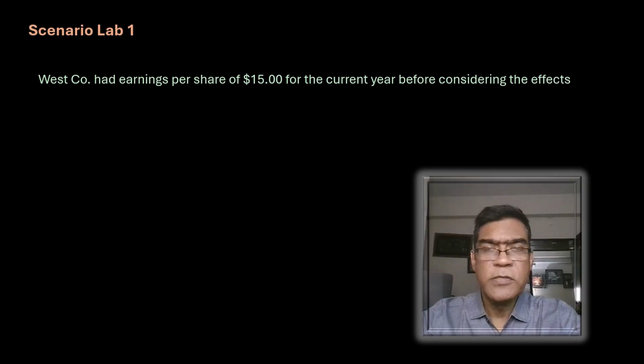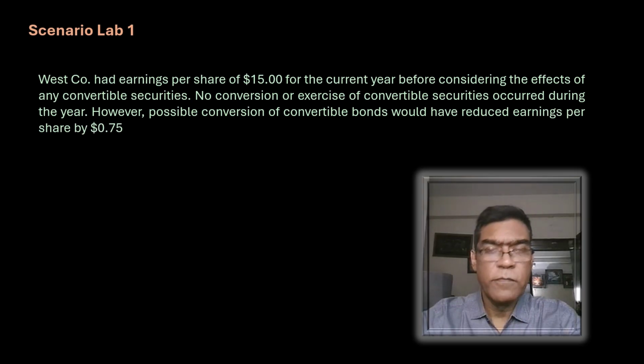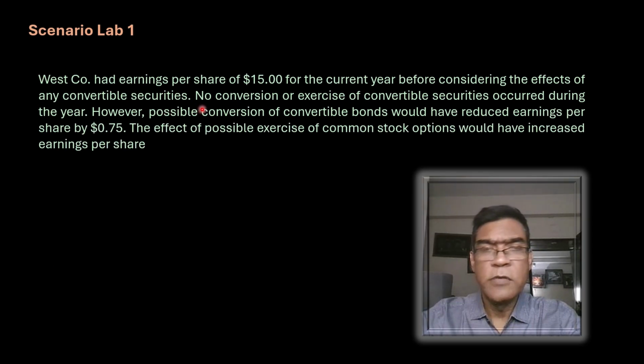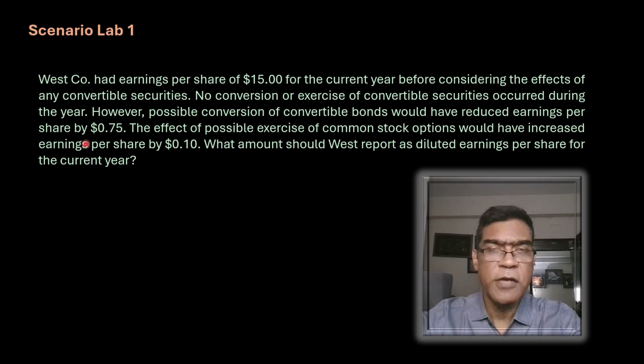West Company had earnings per share of $15 for the current year before considering the effect of any convertible securities. No conversion or exercise of convertible securities occurred during the year. However, possible conversion of convertible bonds would have reduced earnings per share by 0.75. So it is dilutive. The effect of possible exercise of common stock options would have increased earnings. This is anti-dilutive because it is increasing. So anti-dilutive we should not include. Dilutive we should include, when calculating the diluted earnings per share.